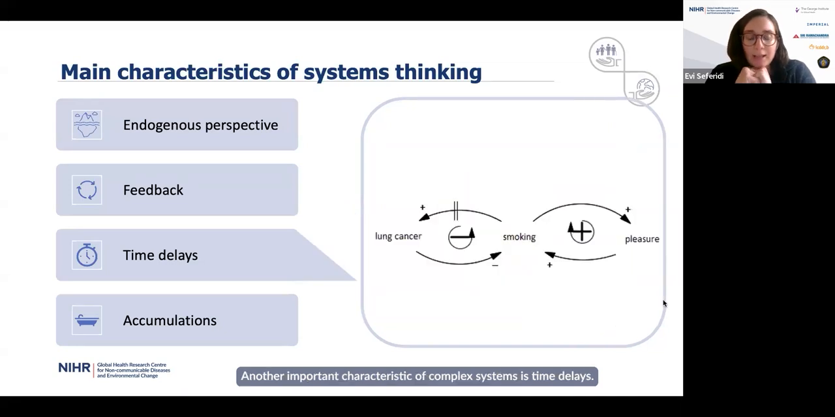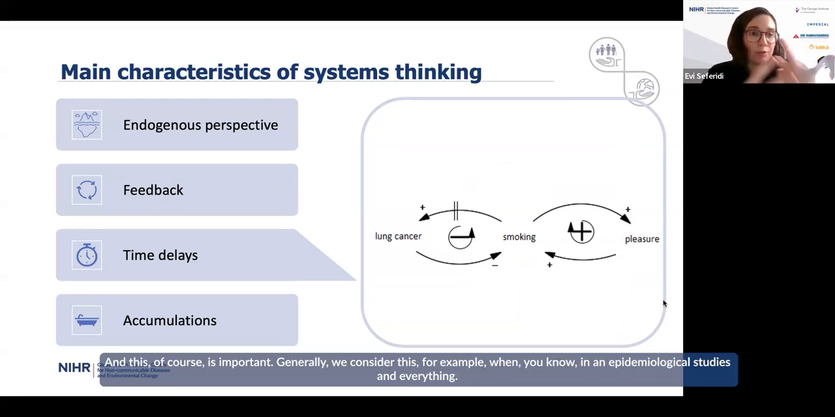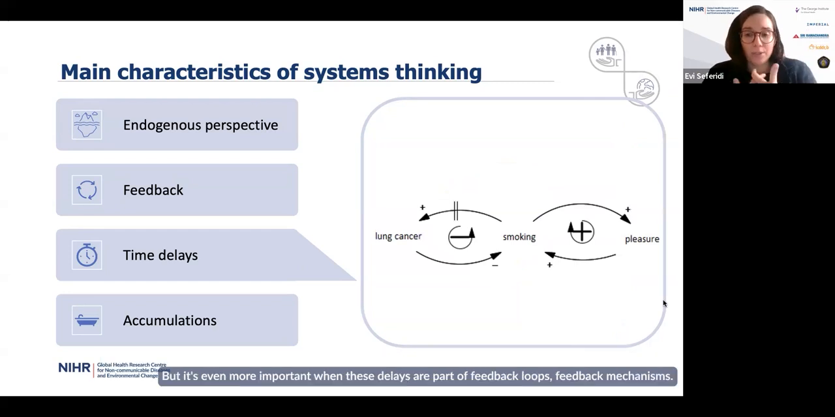Another important characteristic of complex systems is time delays. So this refers to the time it takes from a variable A to impact variable B. And this, of course, is important. Generally, we consider this, for example, in epidemiological studies, but it's even more important when these delays are part of feedback loops, feedback mechanisms.